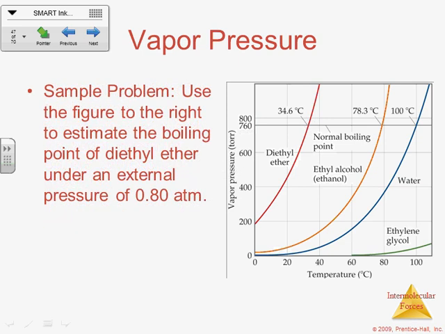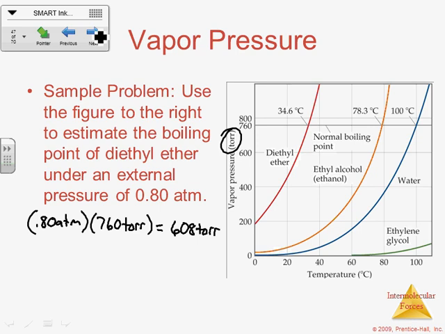Okay, use the figure on the right to estimate the boiling point of diethyl ether under an external pressure of 0.80 atmospheres. So first thing we got to do, because this thing is in torr, we need to convert this. So 0.80 atmospheres times 760 torr. That's going to give us our pressure in torr. And that's 608.